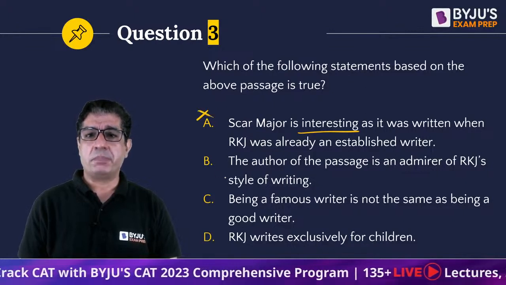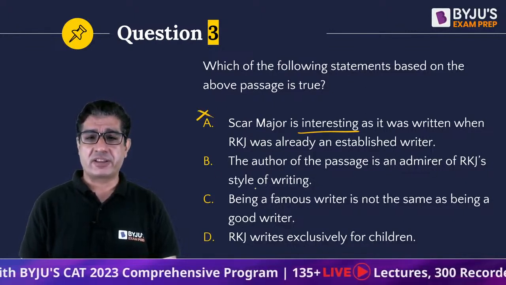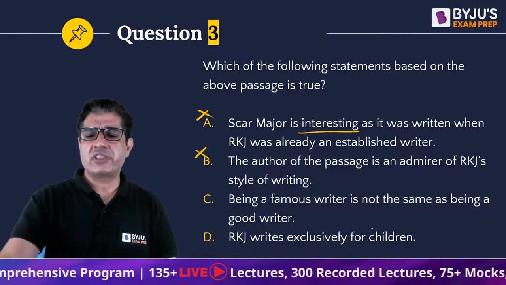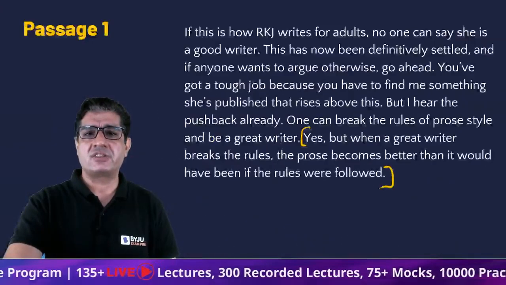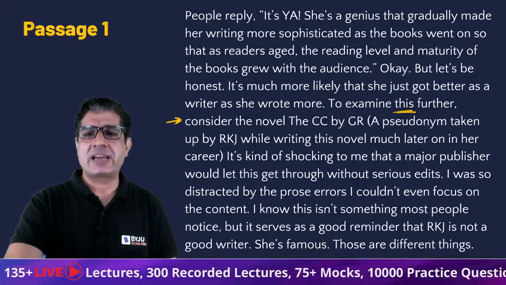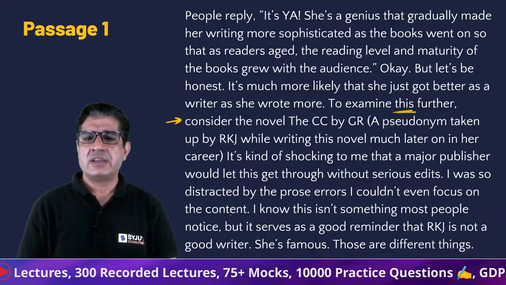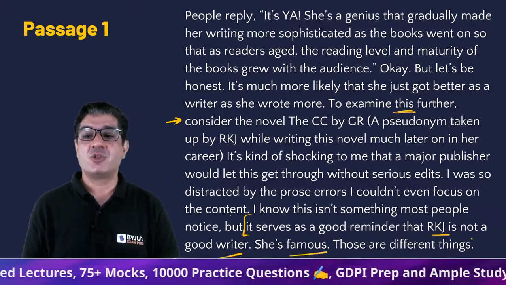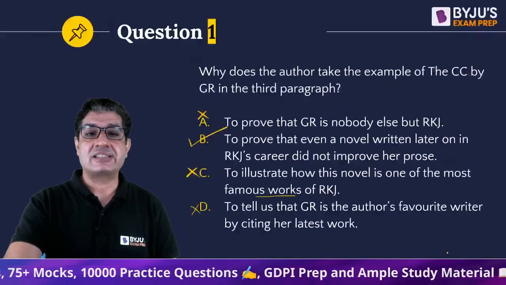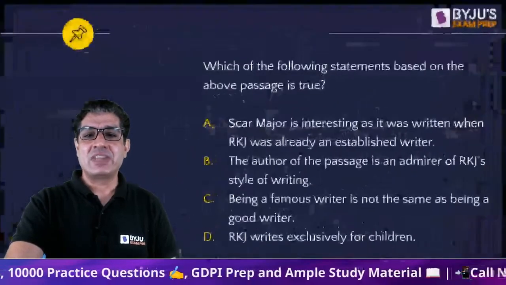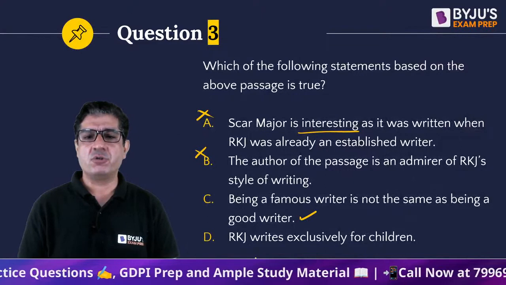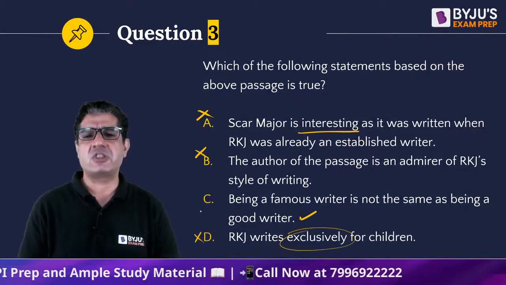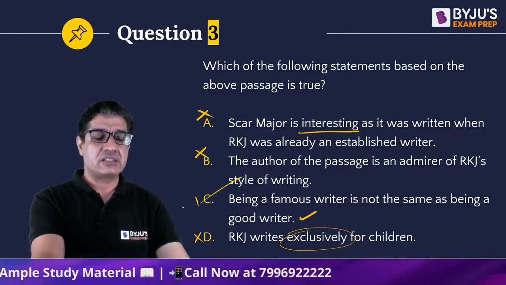Therefore, A is wrong. B, the author of the passage is an admirer of RKJ's style of writing. False. C, being a famous writer is not the same as being a good writer. I think this is definitely backed up by the passage. It serves as a good reminder that RKJ is not a good writer. She is famous. Those are different things, and therefore I'd say that C is definitely true. D, RKJ writes exclusively for children, cannot be determined, so even this goes out, and therefore C is right.